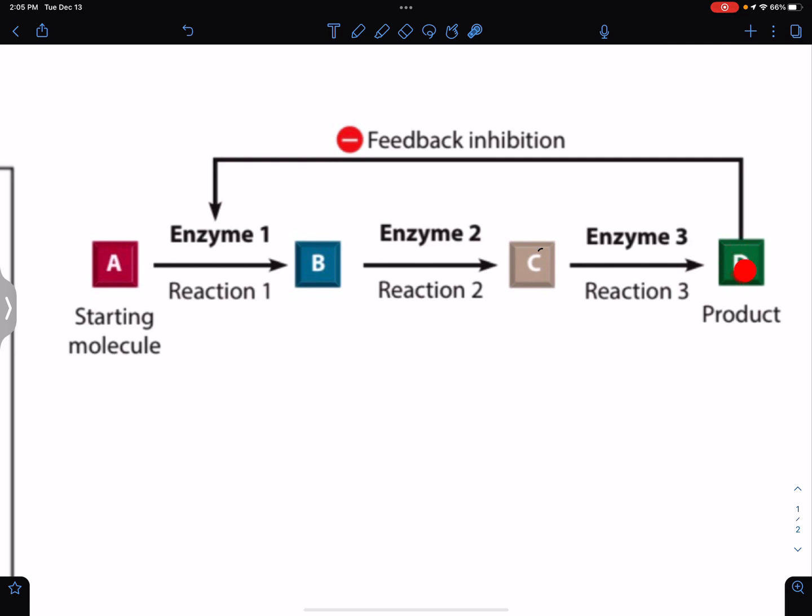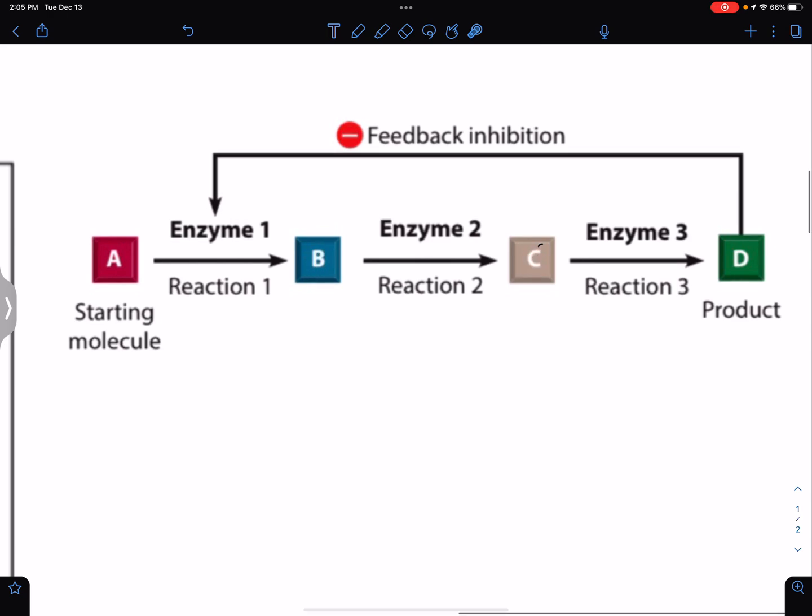But potentially, we don't want too much of this product D. So what happens is that D is actually an inhibitor of enzyme 1. When the amount of product D gets to such a level that it comes in and binds to enzyme 1, it prevents A from converting to B. And so forth. If we don't have a lot of B, we're not going to make a lot of C, therefore we're not going to make a lot of D. And so our levels of D will fall.